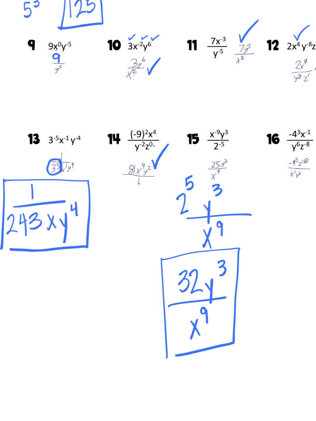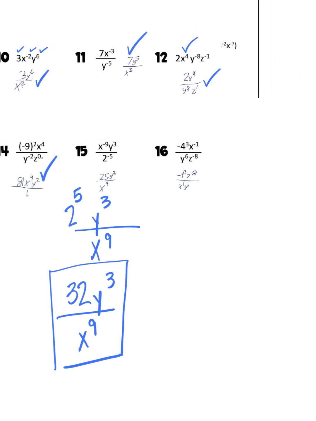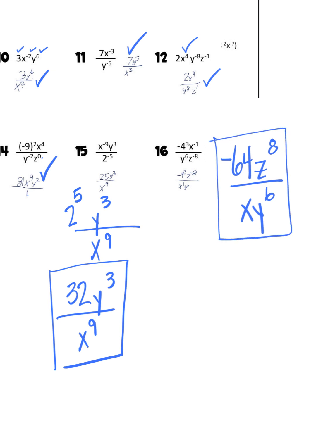So these look good. This negative 4 to the 3rd power, so that's going to be 4 to the 3rd power. So 4 times 4 times 4 is 64, but that negative out front makes it negative 64. And then the z is going to come to the top. The x will go to the bottom, and the y will stay in the bottom because it's positive there. So this would be your final answer here.